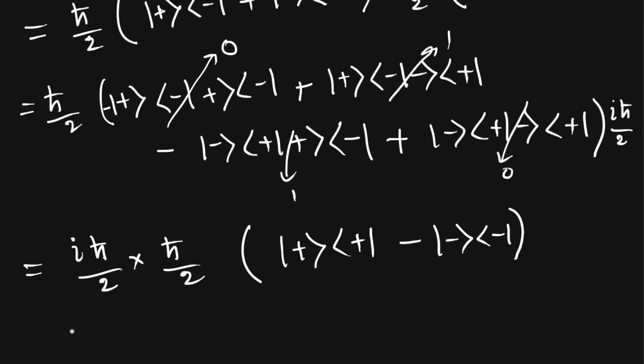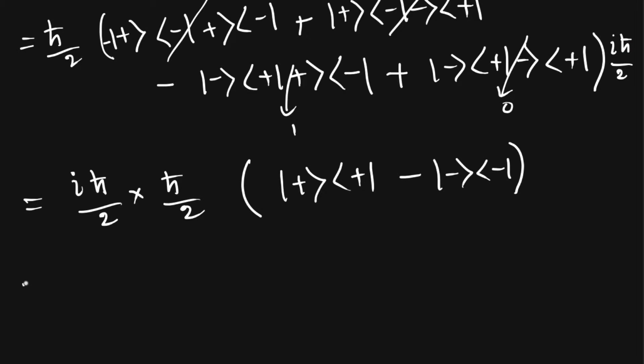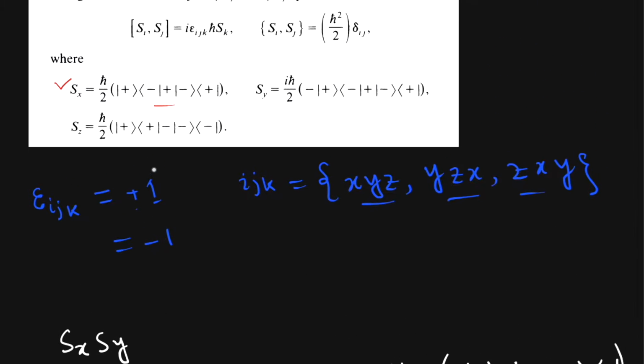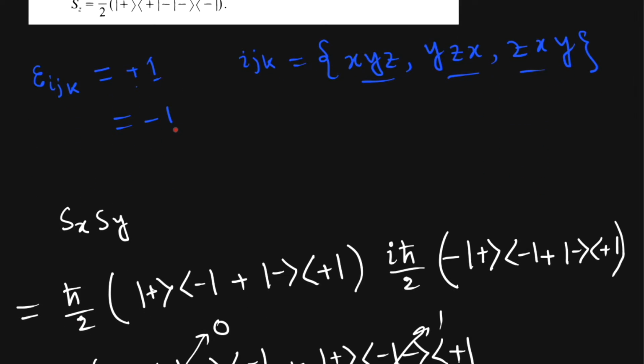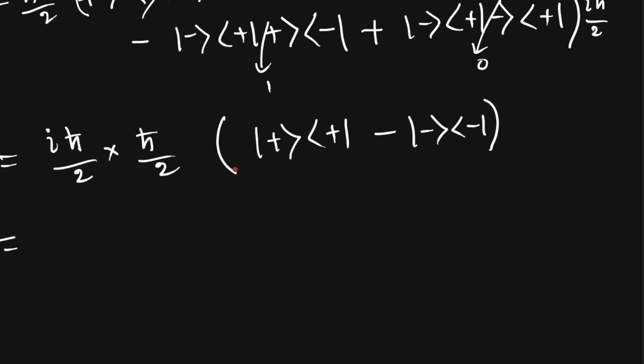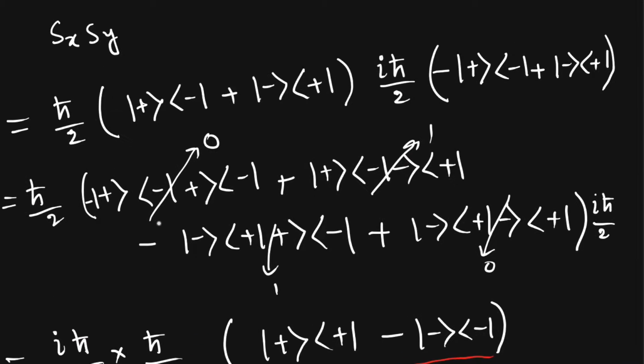If we see the given value of Sz, we will see that ħ/2 times |+⟩⟨+| minus |-⟩⟨-| is nothing but Sz. So it is iħ/2 Sz.